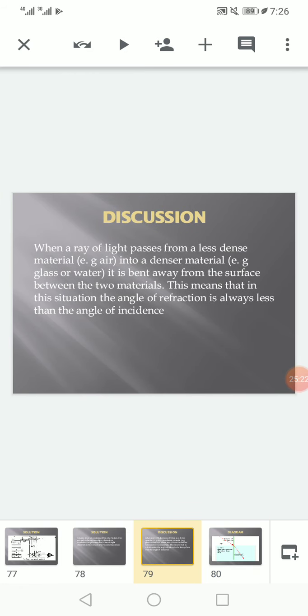Discussion. Our lesson is coming to an end. When a ray of light passes from a less dense material, e.g. air, to a denser material, e.g. glass, it bends away from the surface between the two materials. Please study this very well.